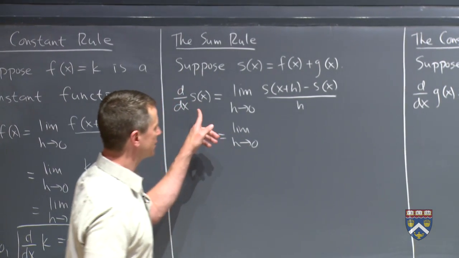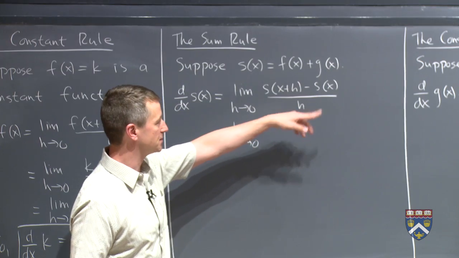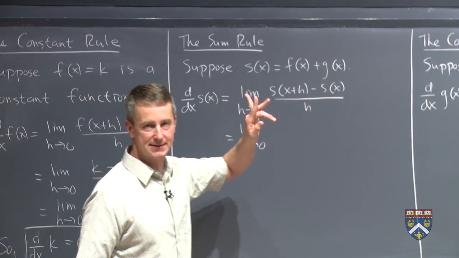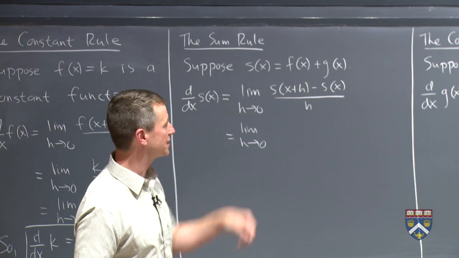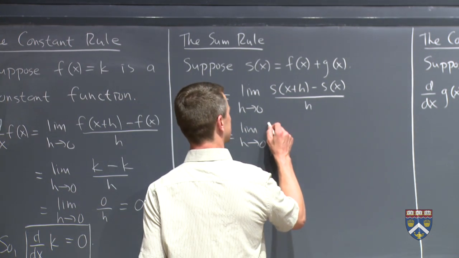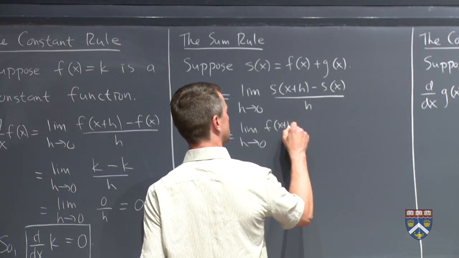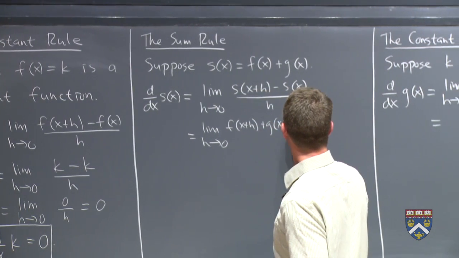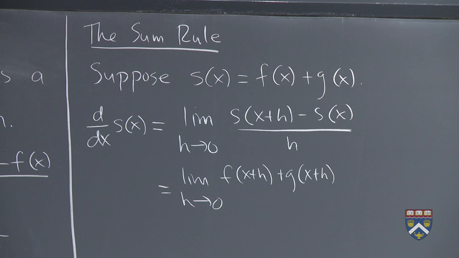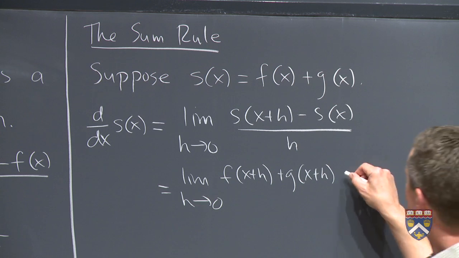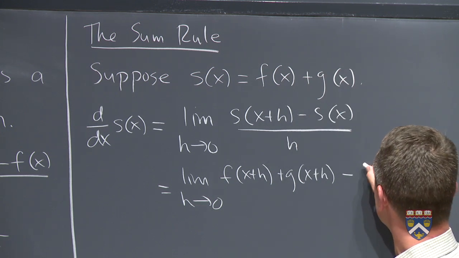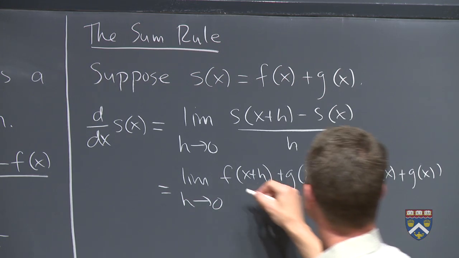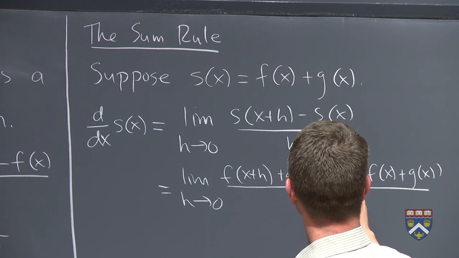So again, we go back to our trusty limit definition, s of x plus h minus s of x all over h. Notice that s of x has 2 different x's in it. So when I plug in x plus h, it's going to have to go in 2 different places. So it's going to have to be f of x plus h plus g of x plus h. That's what s of x plus h is, minus s of x, which is f of x plus g of x. And that's all over h.